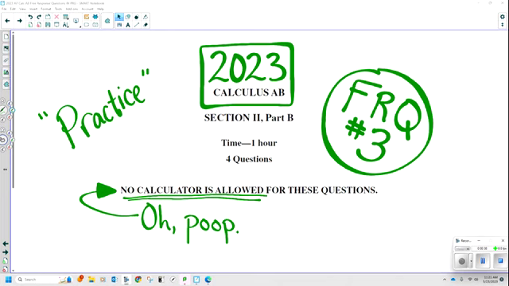Oh, poop. Fiddlesticks, I say. But you know what? It's okay because we're smart. And the math is typically more doable because, hey, we don't get a calculator.